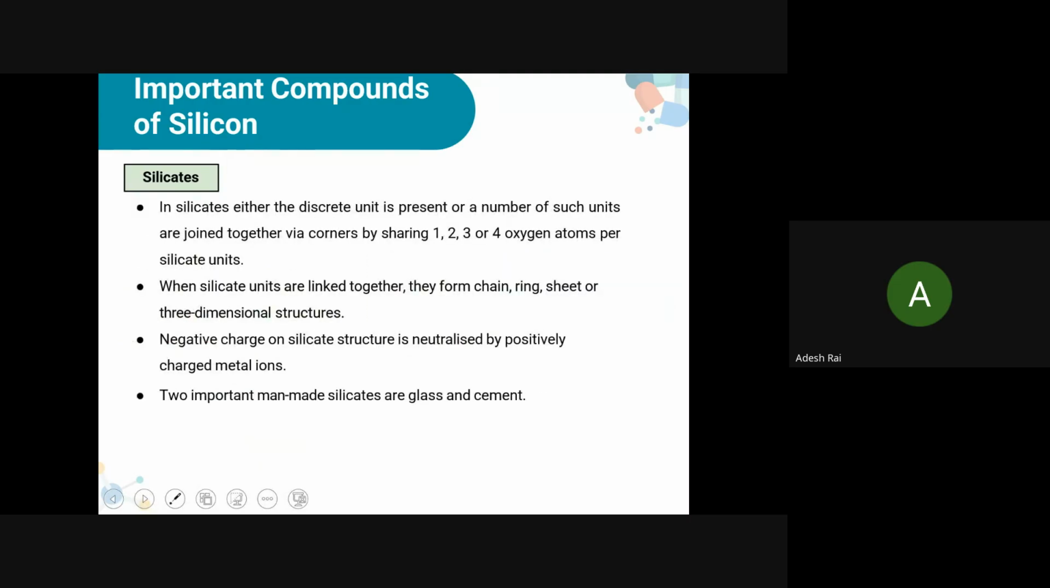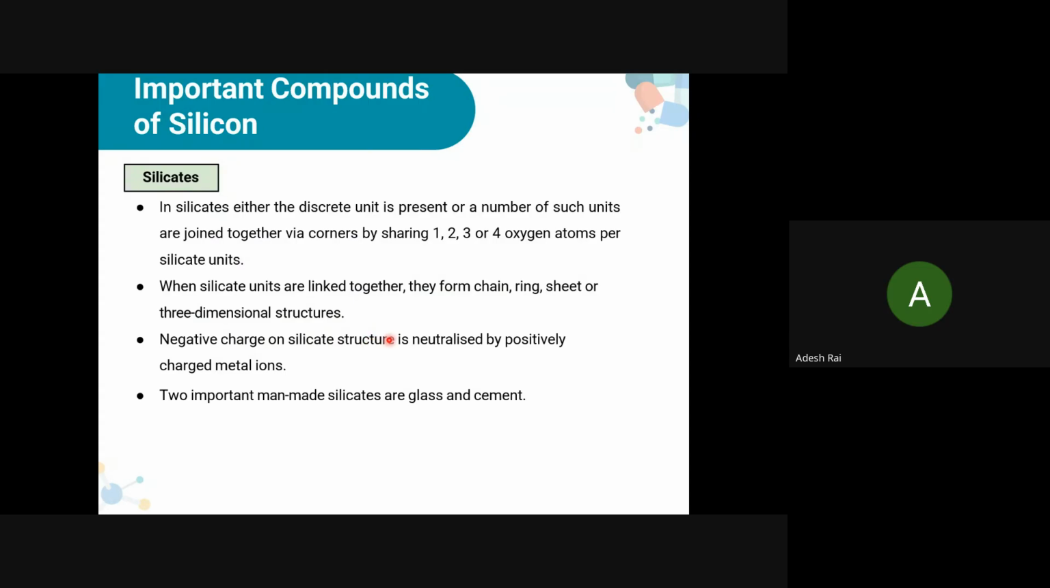In silicates, either a discrete unit is present or a number of such units are joined together via corners by sharing one, two, three, or four oxygen atoms per silicate unit. Because of different bonding structures, we are going to get different silicates. We'll study this further. When silicate units are linked together, they form chain, ring, sheet, or three-dimensional structures. So these are the types of silicates that you have to study.